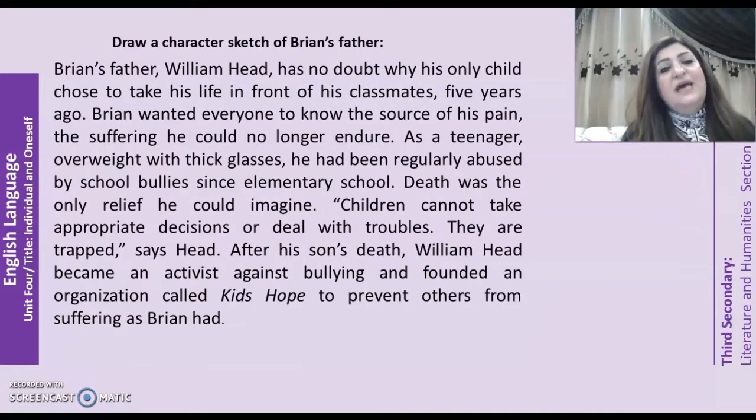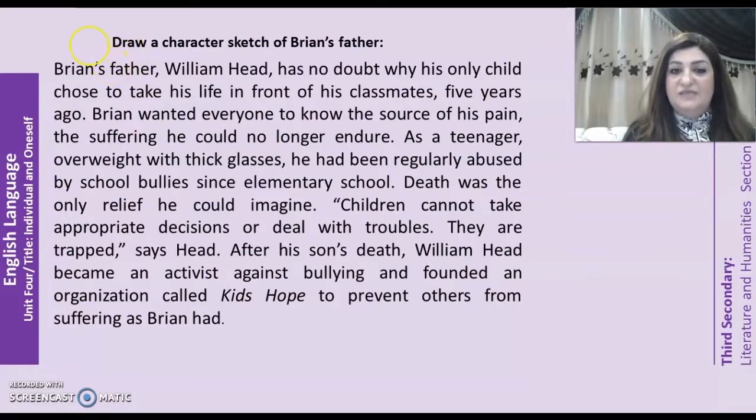Now let's look at the character of the father. We'll go back to the text to draw a character sketch of the father. Yes, the text doesn't give us physical ideas about the father except that he is what? He is Brian's father. But here it gives us a speech that he gave. "Children cannot take appropriate decisions or deal with troubles. They are trapped," says Head. This shows that he is a mature person.